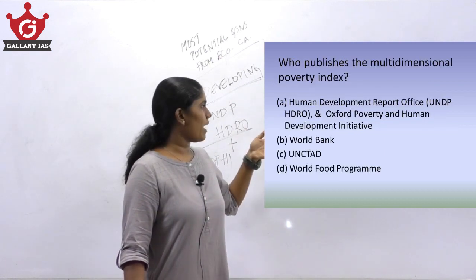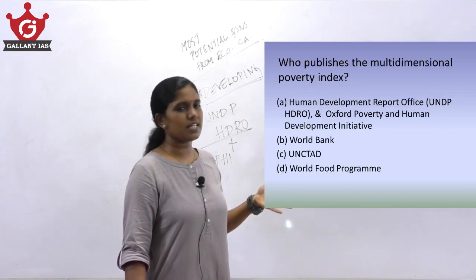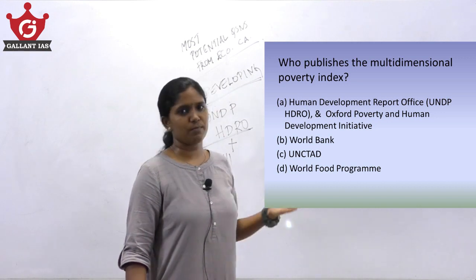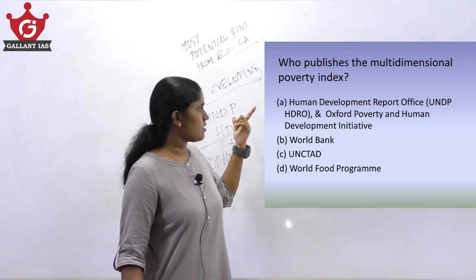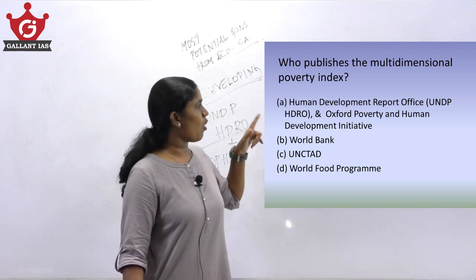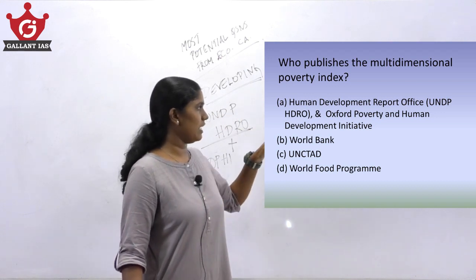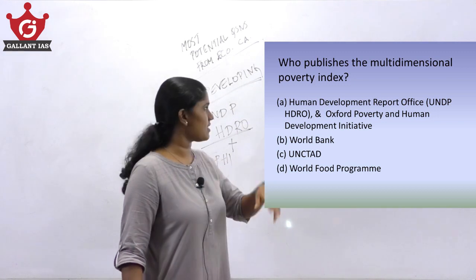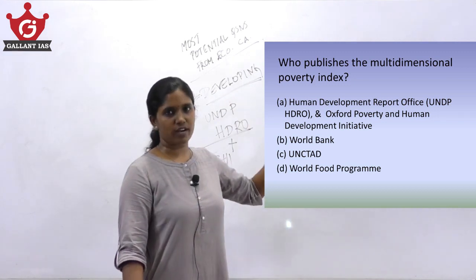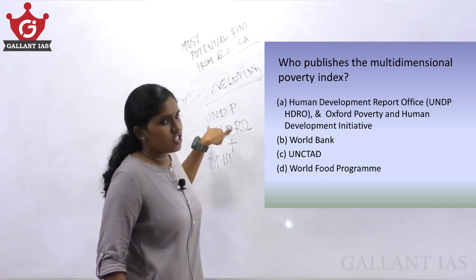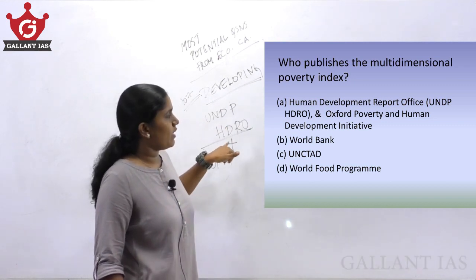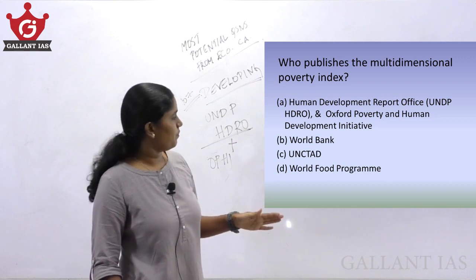So let's go back to our question. Who publishes the multidimensional poverty index? It is a very simple question. The first option is Human Development Report Office, UNDP HDRO, and Oxford Poverty and Human Development Initiative. You can remember this easily as there are two organizations involved: UNDP HDRO and Oxford Poverty and Human Development Initiative.